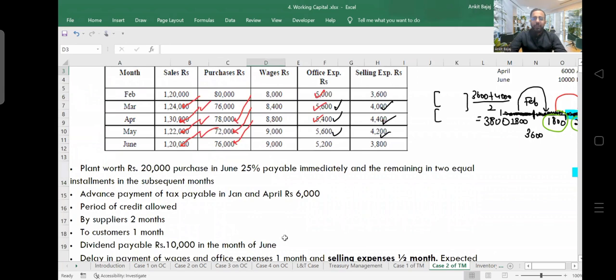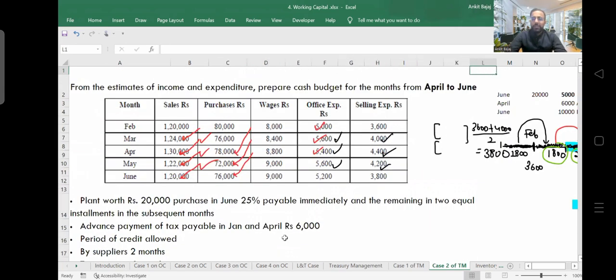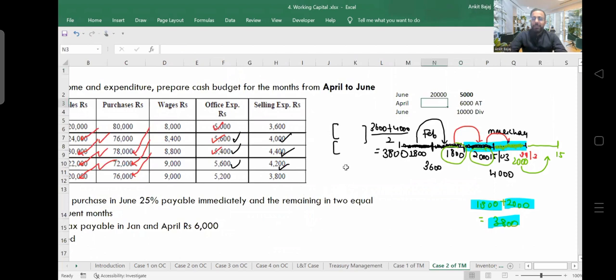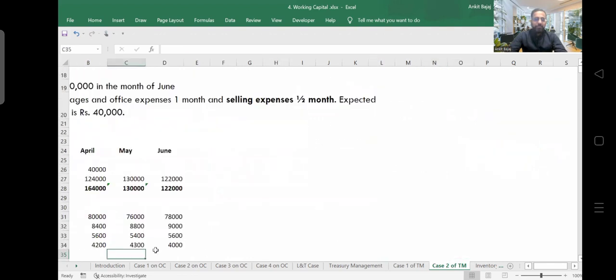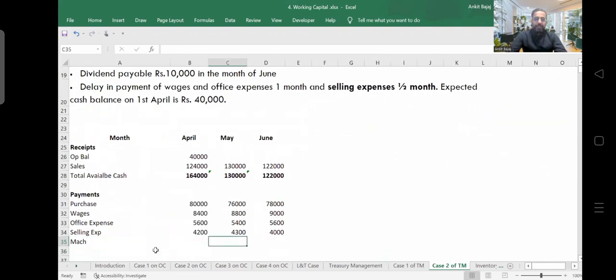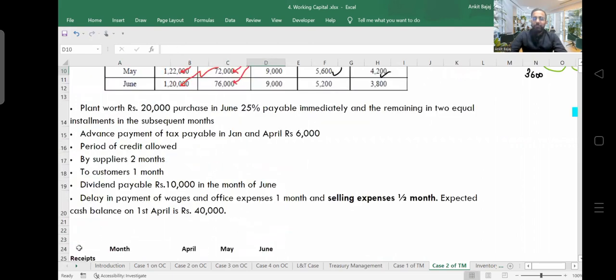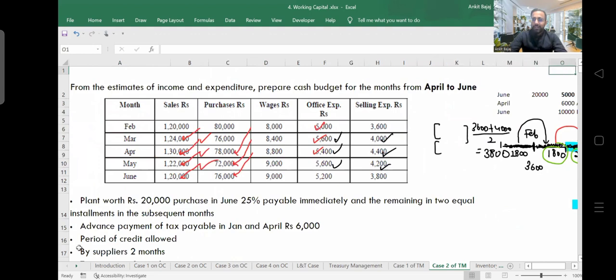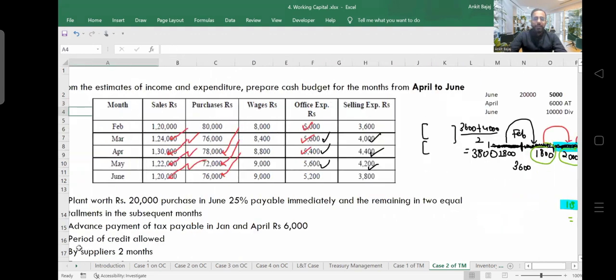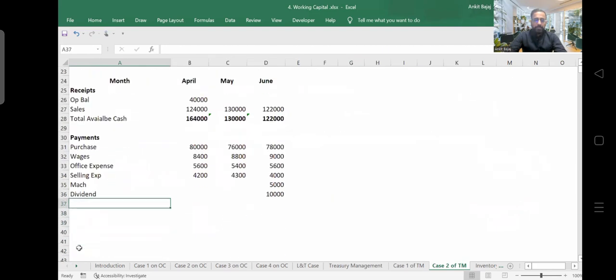So we have recorded the expenses. Now we will record the pending payments. You have purchased machinery and you are making the payment of 5,000 in the month of June. Then you will be making the dividend payment of 10,000 in the month of June. After that, one more payment is advance tax: 6,000 you have to pay in the month of April.